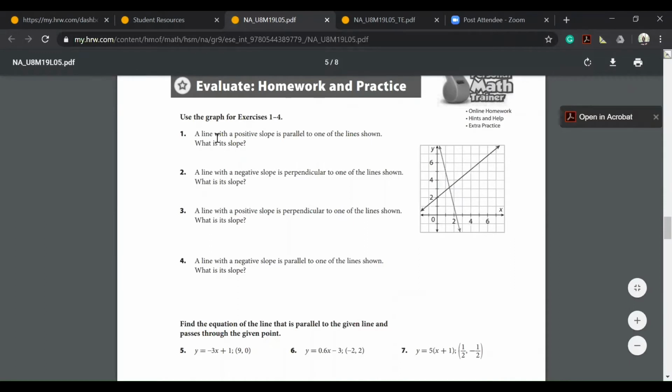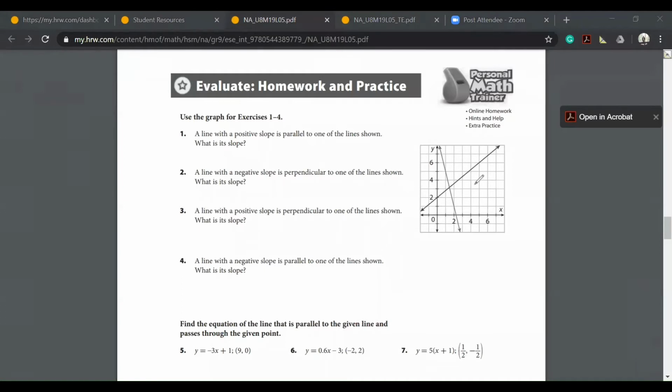For number 1, he is talking about a line. This line that he is talking about is not here, it's another line. A line with a positive slope is parallel to one of the lines shown. What is its slope? He is talking about another line, which is not here, but he is telling you that it has a positive slope. This is the first key. And that it is parallel to one of the lines shown. Parallel, so it can be either parallel to this line or parallel to this line.